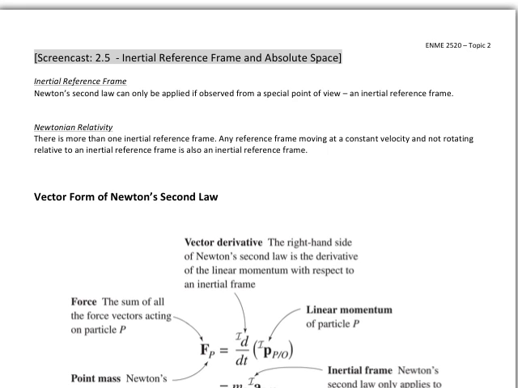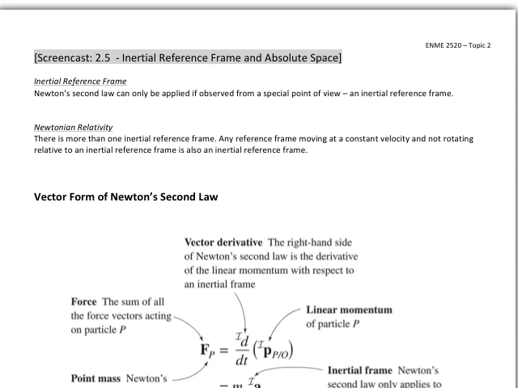Now that we've gotten some experience applying Newton's second law to really simple systems, straight line motion of a single particle with a known mass, let's back this out just a little bit and discuss some of the caveats around Newton's second law. The main thing we need to consider is that Newton's second law doesn't apply everywhere. That may sound like a strange statement, but it's absolutely true.